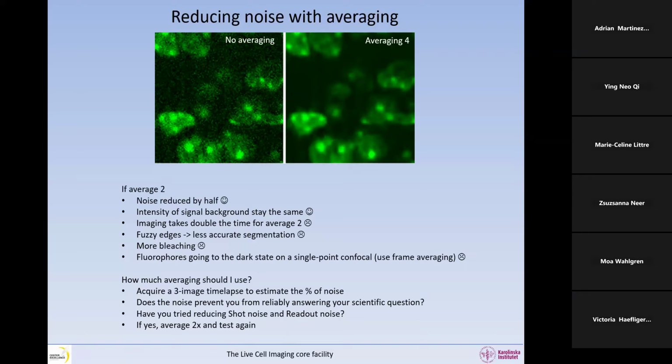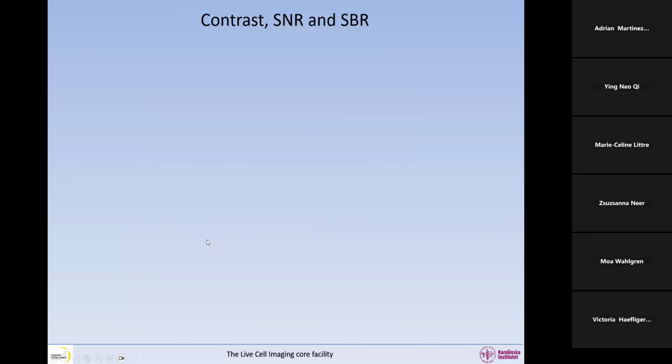So if you can, do not use averaging. The images will always look nicer, but that's not what we're after, okay? And so this is true for detectors and cameras.